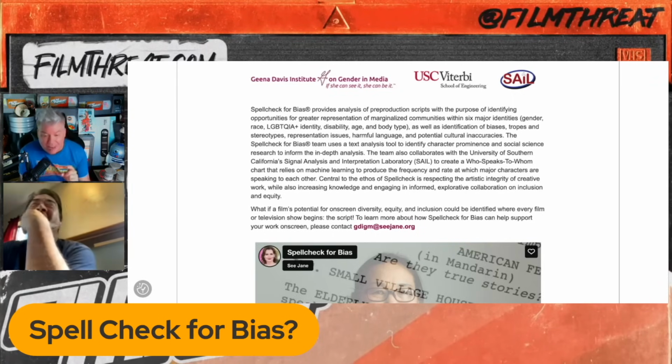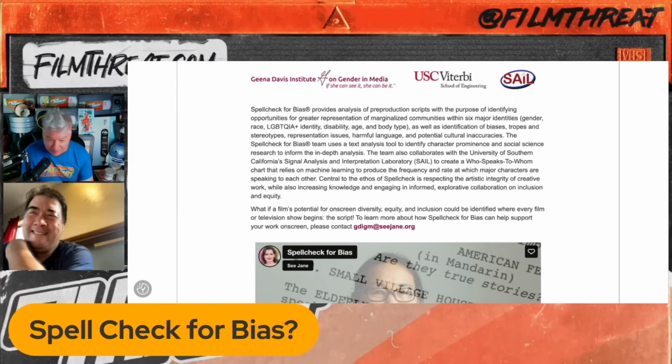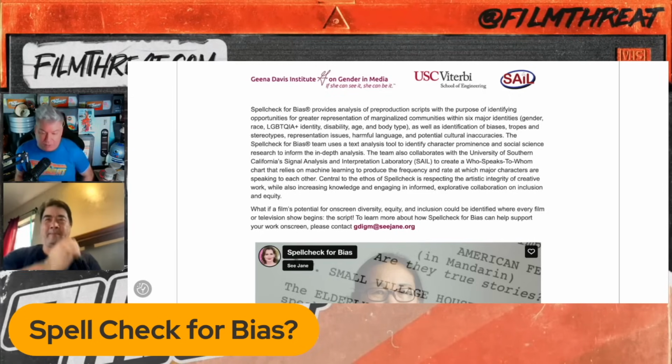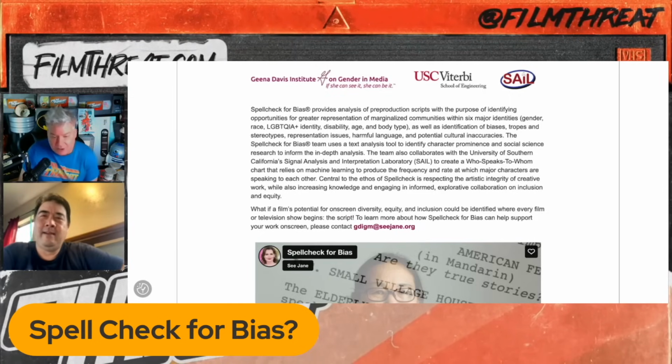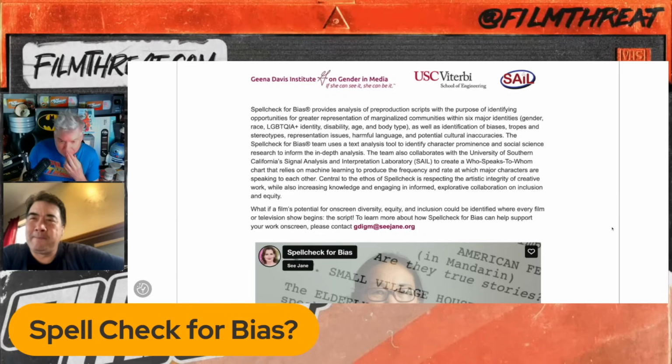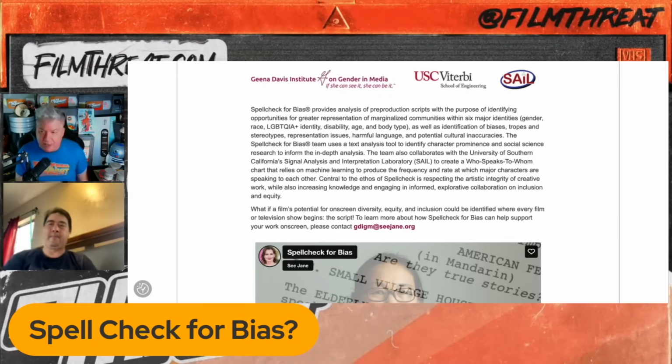Oh, you've got to hear this: a text analysis tool to identify character prominence and social science research to inform the in-depth analysis. This is what Dakota Johnson was talking about in that thing that Dante put out on the Verbal Riot Show. The script's written by committee, basically. This is a script written by a gender anti-bias AI, so to speak. Let me finish reading this, then we're going to watch this short video. It's about a minute and a half.